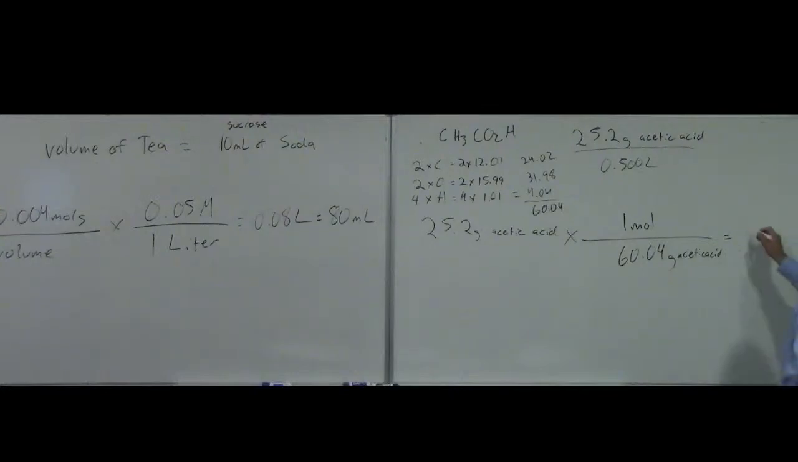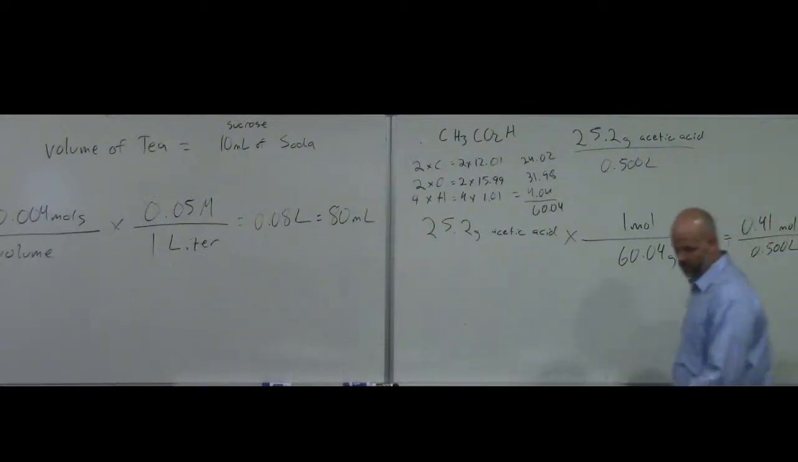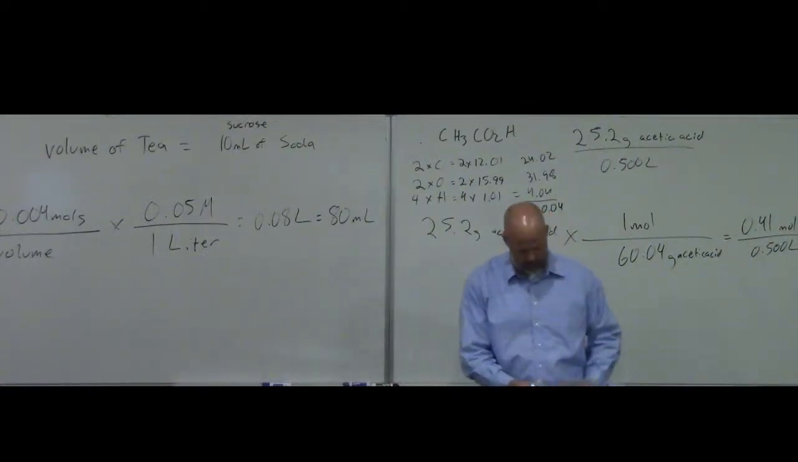0.41. What's this going to be? Moles over how much? 0.500 liters. If I want to convert this into molarity, then what do I need to do? Times 2. Double it, right? So that's going to give me 0.82 moles per 1 liter. Or I can just say 0.82 molarity. Let's see, was that the right answer, I hope?